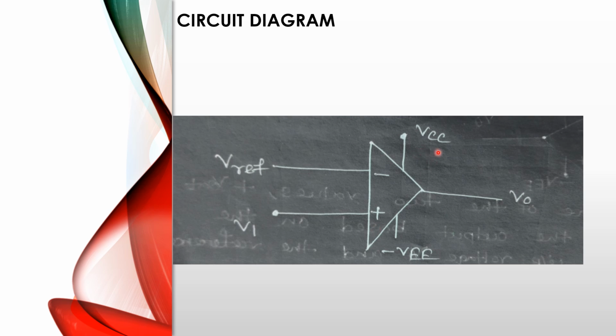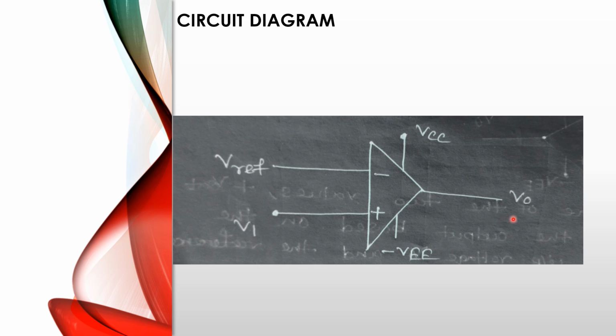VCC is the power supply of the op-amp. VCC is the positive power supply which is applied to the op-amp, that is plus 12 volt or plus 15 volt. VEE is the negative power supply that has also been applied to the op-amp. The value is minus 12 volt or minus 15 volt, as we applied. And V0 is the output terminal.